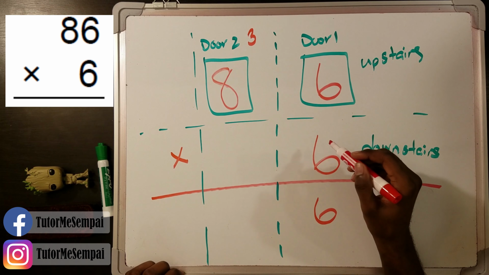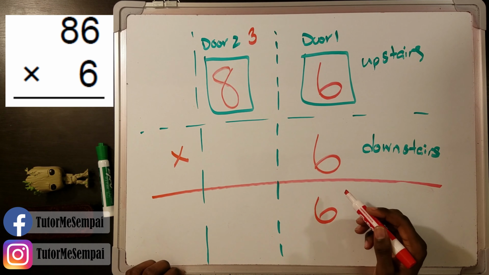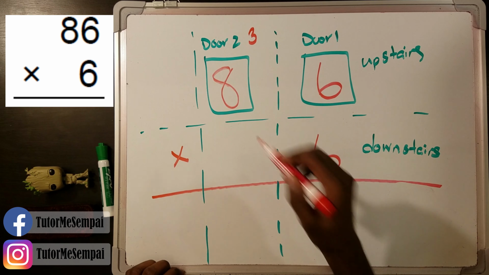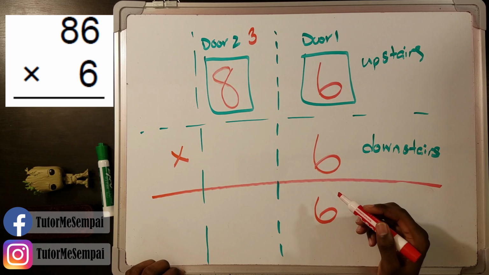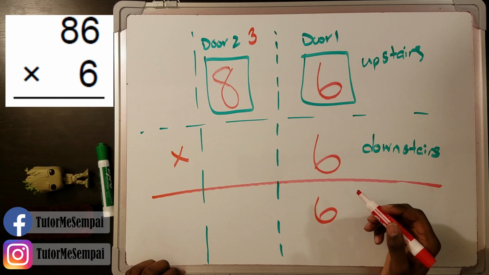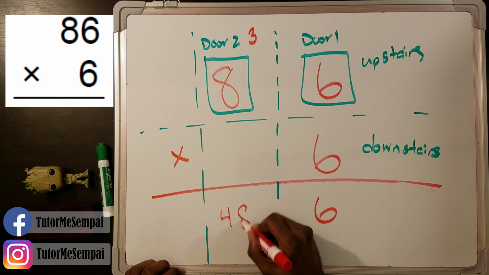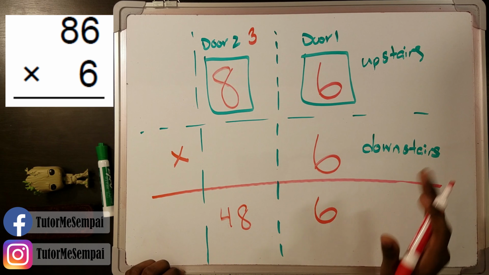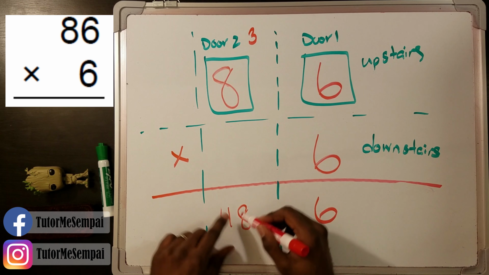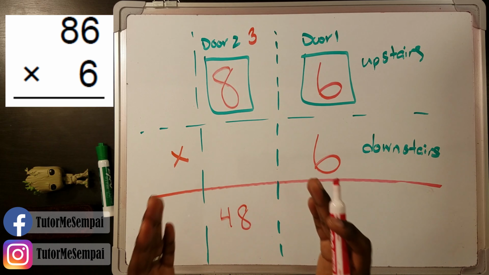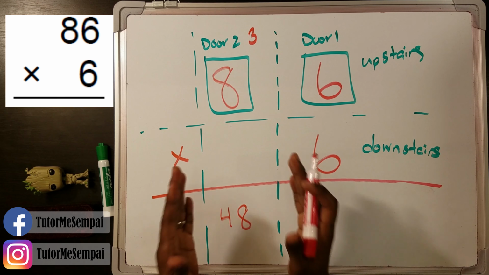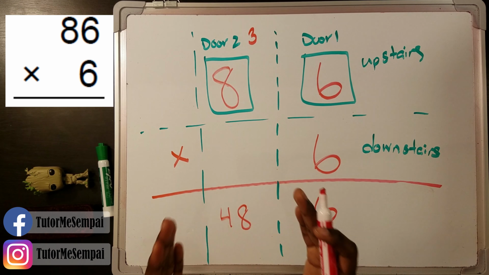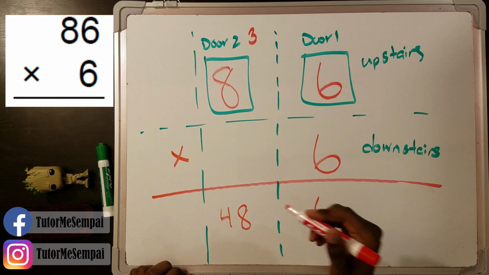So now that we're done with door number 1, we're going to move on to door number 2 and multiply 6 by whatever's in here, which is an 8. So what's 6 times 8? Good. That's 48. Now you might be tempted to put 48 here. Once again, don't fall into that trap. This is only one digit big. We can't put 2 digits in here. This is the tens place. We can only put 1 digit here. So we would have to break this up.